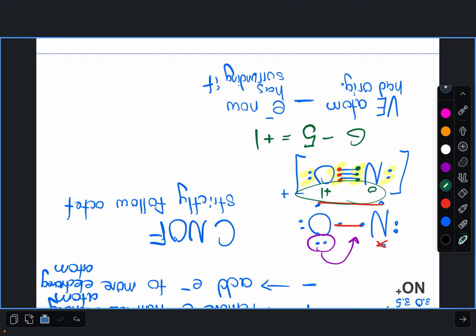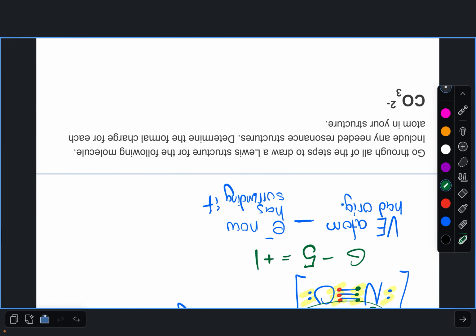So hopefully on Friday we'll have at least one example where you have to use formal charge to pick between 2 structures and decide which one is better. But at least now you know how to do it. Okay, let's do another one.